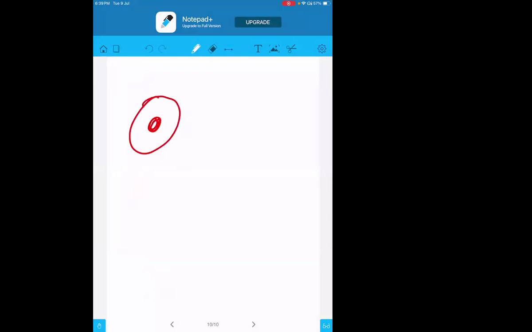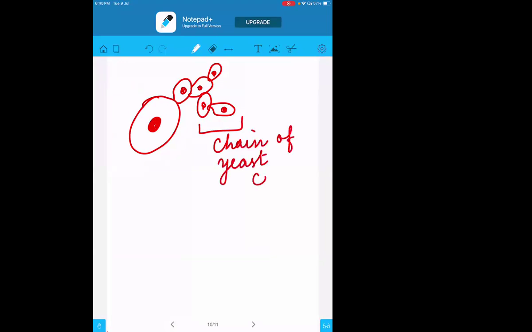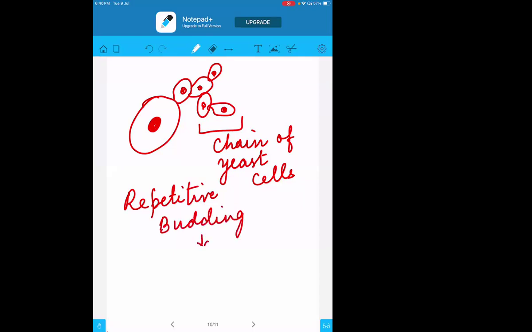What happened? Due to continuous repetition of the process, sometimes so many buds are formed, one above the other, or maybe on the sides of the other, and this is called the chain of yeast cells. So due to continuous repetitive budding, it leads to the formation of a chain of cells.